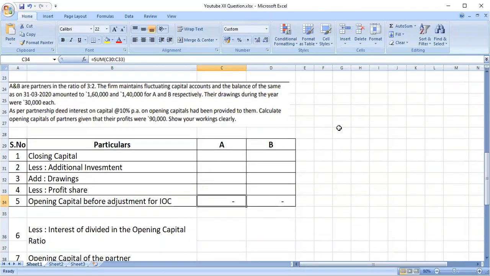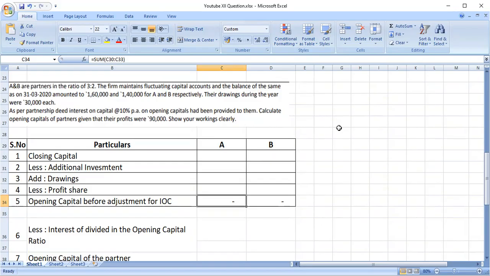In the second problem, we have A and B as partners sharing profits and losses in the ratio 3:2. The firm maintains fluctuating capital accounts, and the balance of the same as on 31st March 2020, which is the closing balance, is 1,60,000 and 1,40,000 for A and B respectively. Their drawings during the year were 30,000 each.